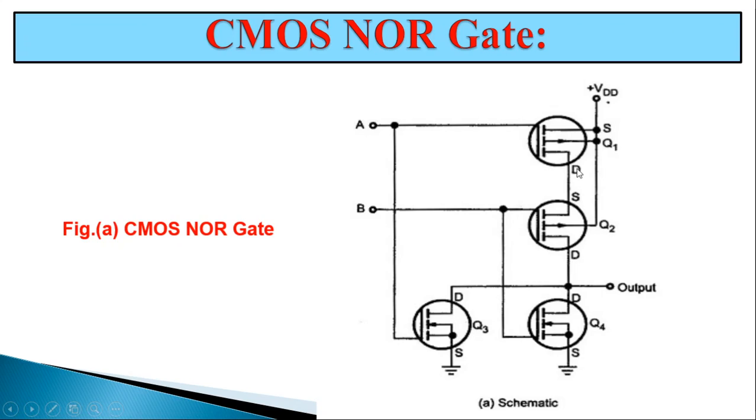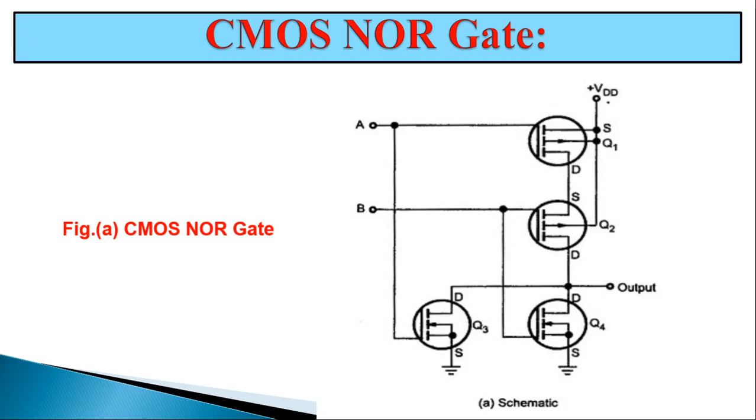Like the NAND gate circuit, this circuit can be analyzed by realizing that a low at any input turns on its corresponding P channel and turns off its corresponding N channel MOSFET and vice versa for a high input. That means high at any input turns off its corresponding P channel MOSFET and turns on its corresponding N-channel MOSFET.